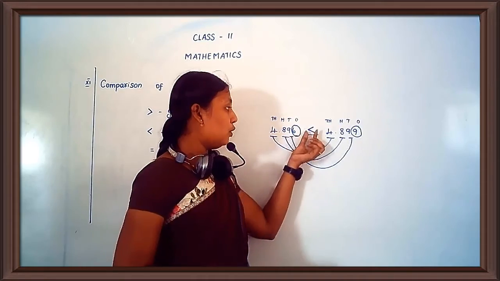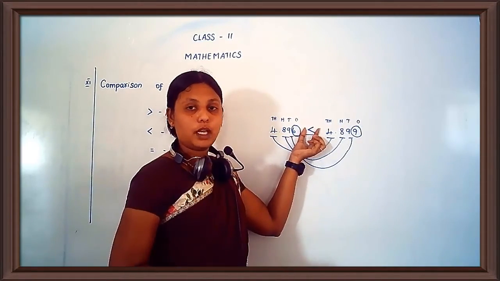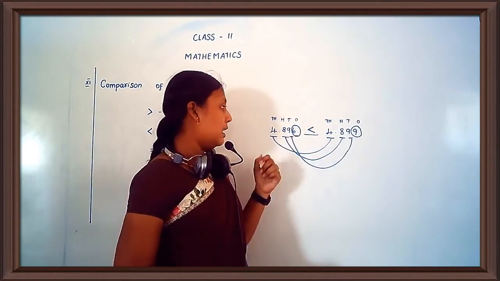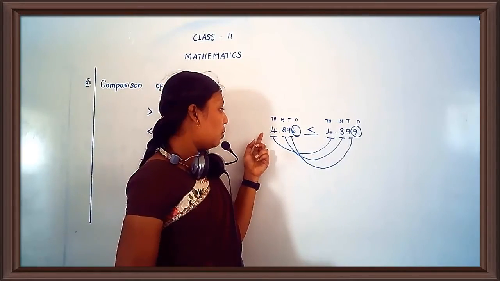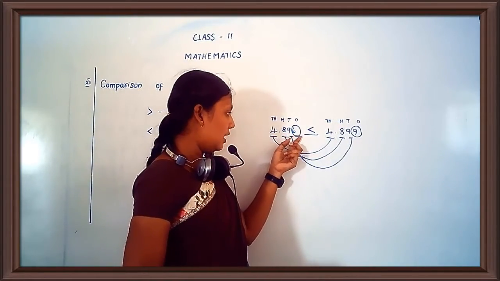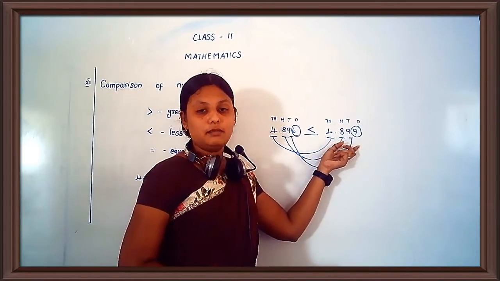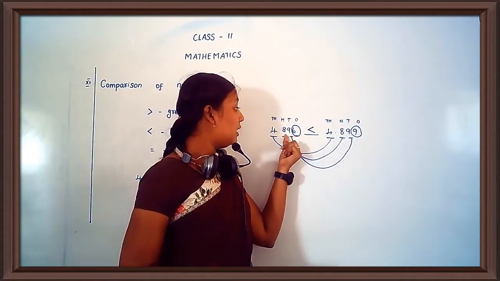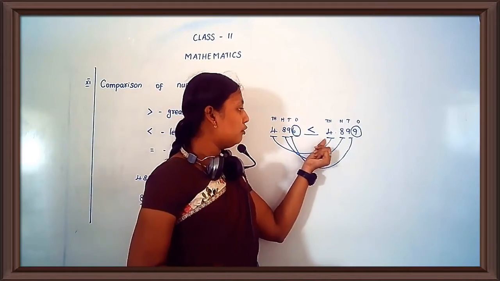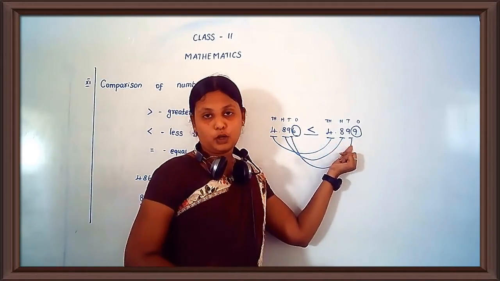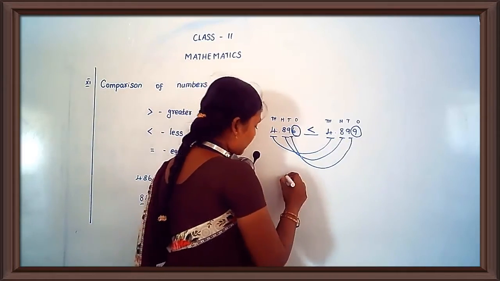So we have to use the symbol for less than. How do you read this one? 4896 is less than 4899. Okay? Then see another example.